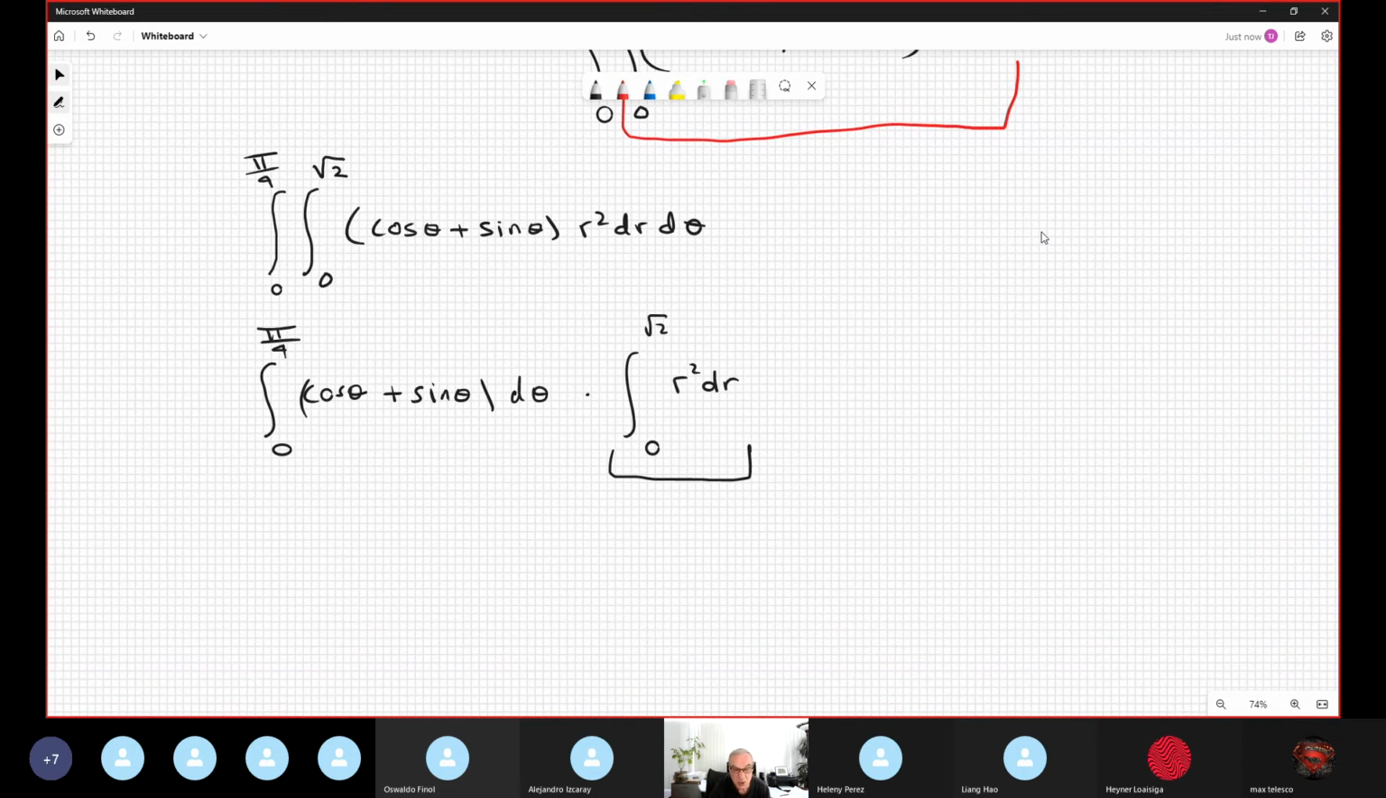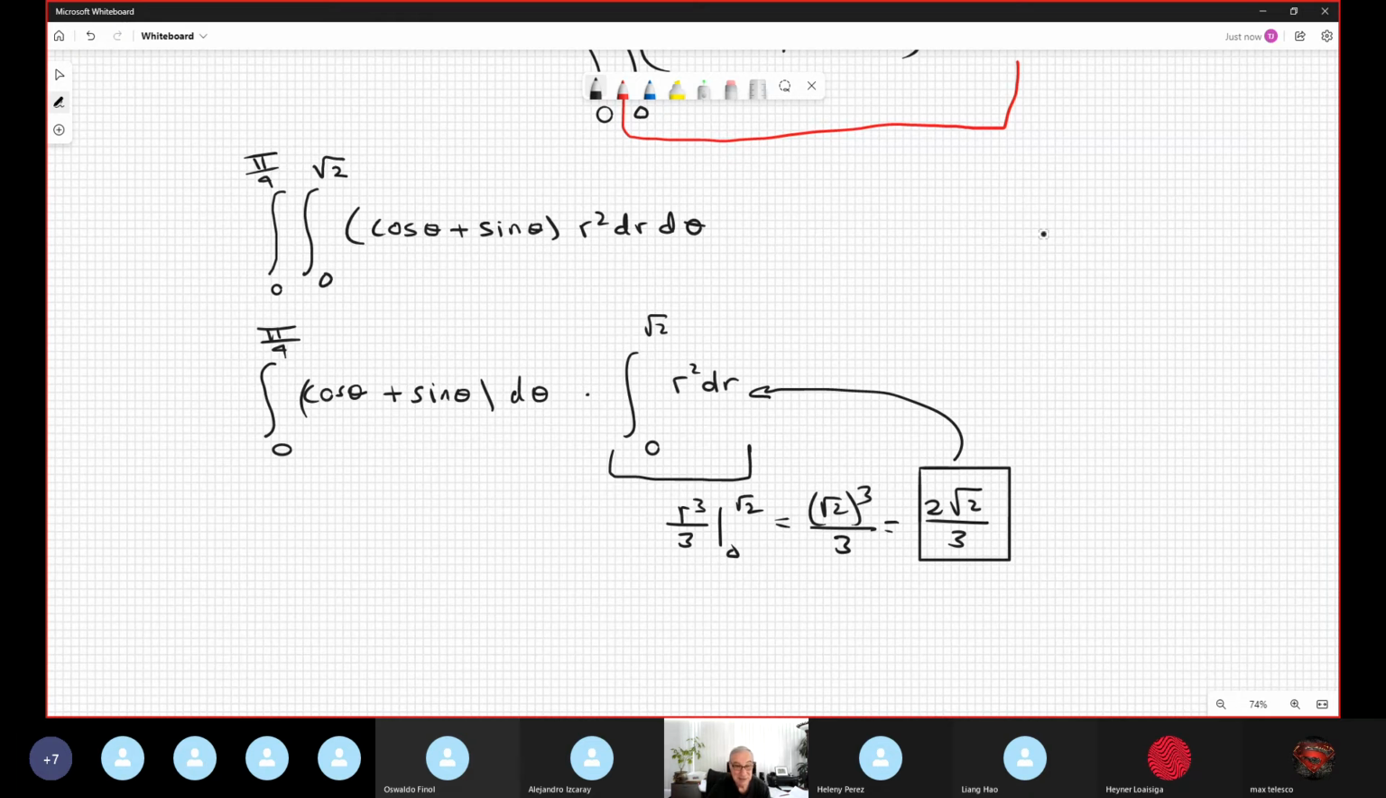It's a piece of cake because this is r cubed over 3, evaluating between 0 and radical 2. So radical 2 cubed over 3 minus 0, and this is 2 radical 2 over 3. Bam. I copy the answer for this piece. Let's do the answer for that piece.